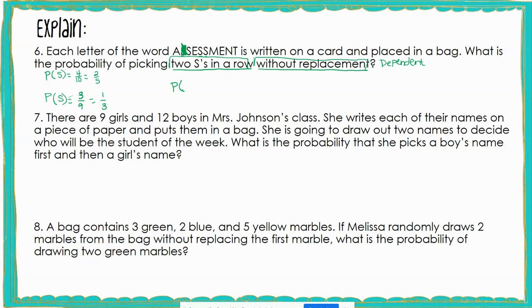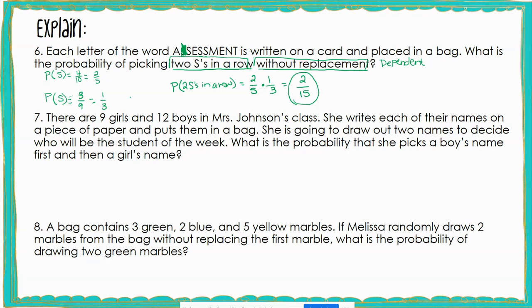To find the probability of 2 S's in a row, I'm going to take both of those probabilities, so 2/5 for the first S and 1/3 for the second S, and I'm going to multiply them together. 2 times 1 is 2, and 5 times 3 is 15. So that probability is 2/15.